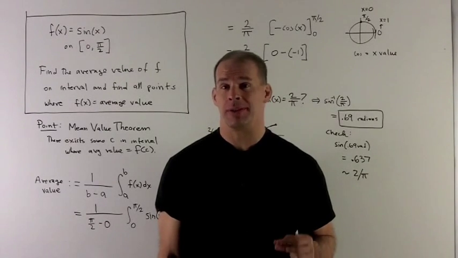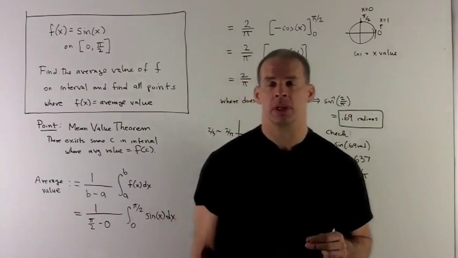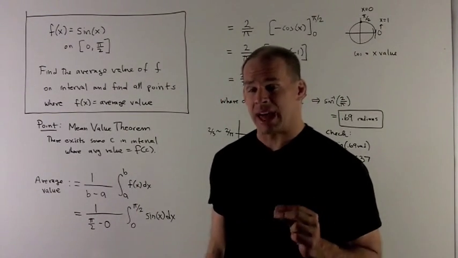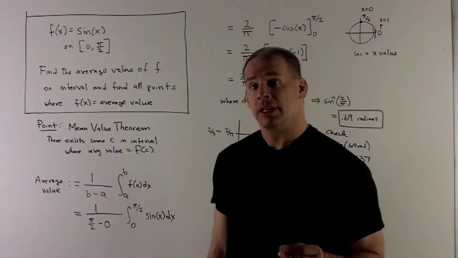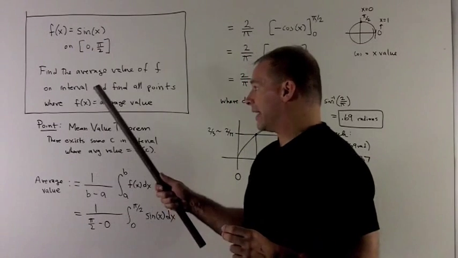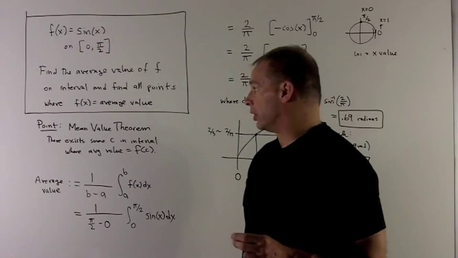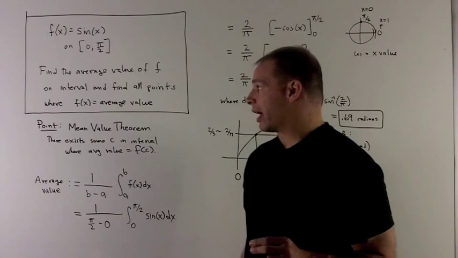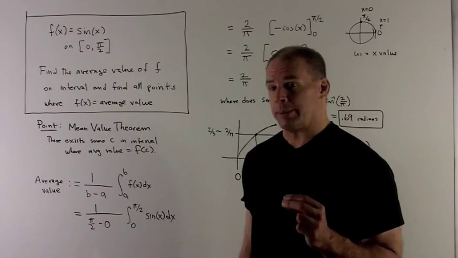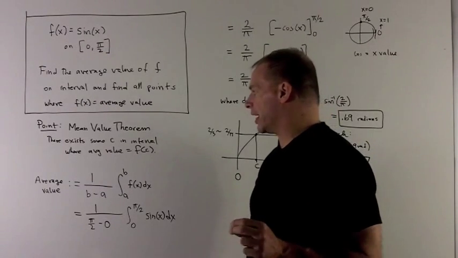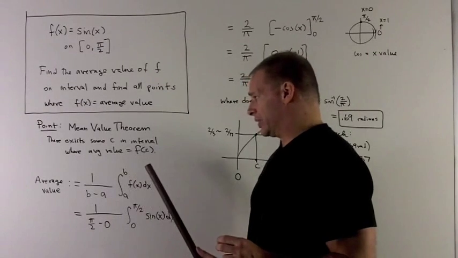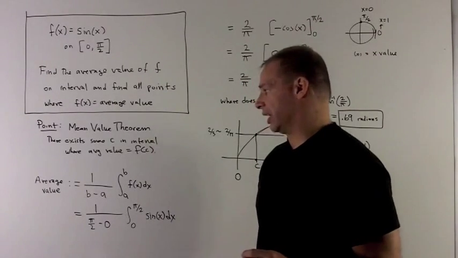Here's a problem that shows the mean value theorem. Let's take our function f of x to be equal to sine of x on the interval 0 to pi halves. What I want to do is find the average value of f on this interval, and find all the points where f of x equals the average value. This problem makes sense because the mean value theorem says there's going to exist some c in the interval where the average value is equal to f at c.